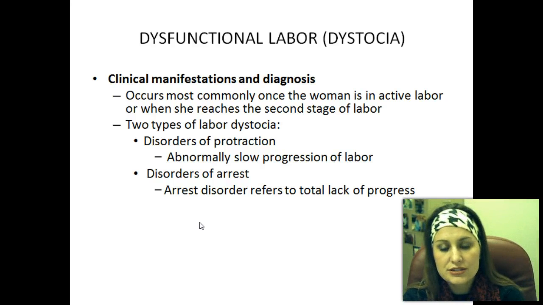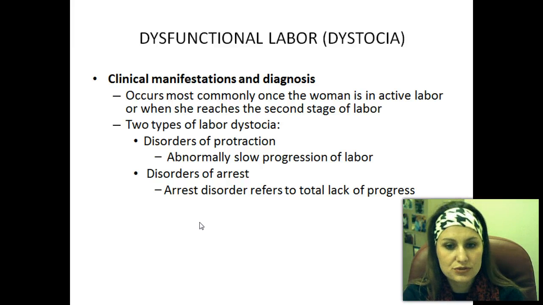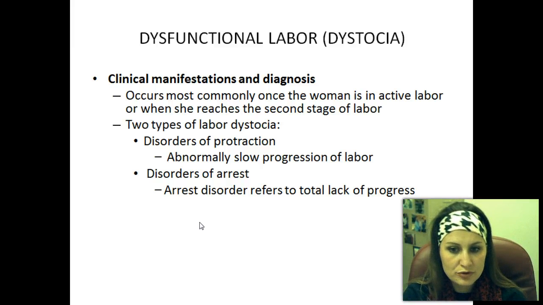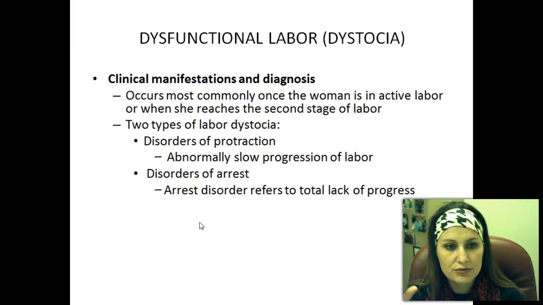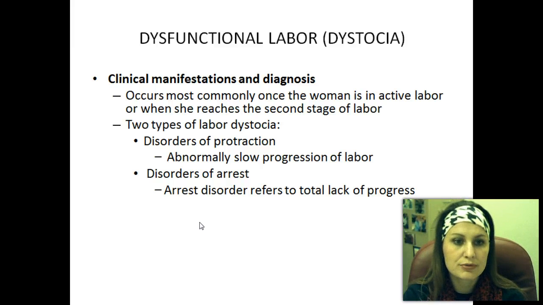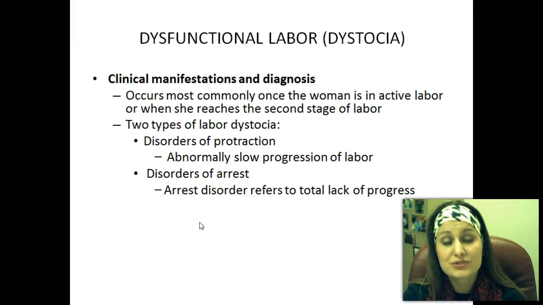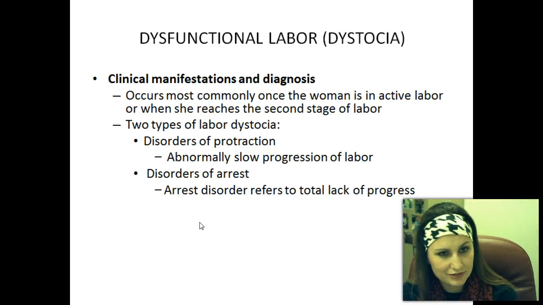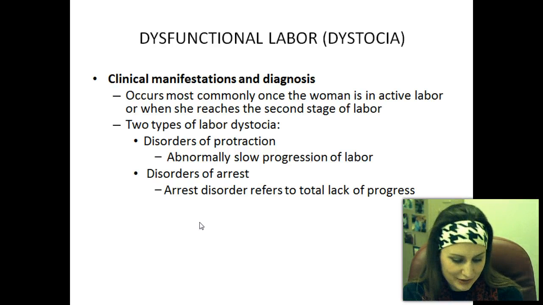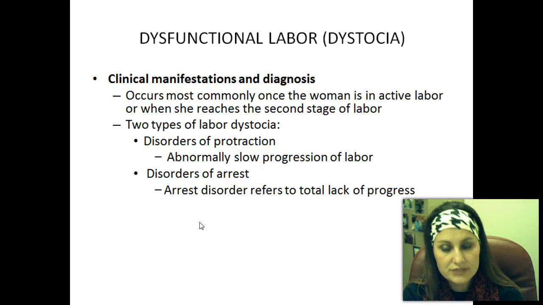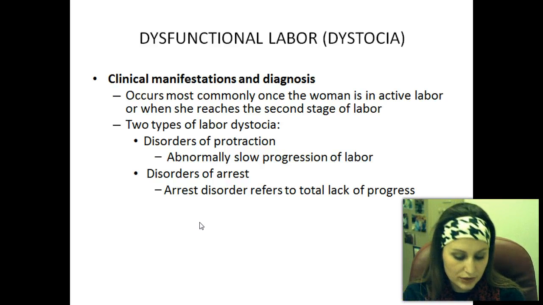She is a 10. So there are 2 types of labor dystocia: disorders of protraction, which is abnormally slow progression of the labor, or disorders of arrest. Now, to diagnose disorders of arrest, which means a total lack of progress, most doctors want that to occur for 2 hours. So no dilation, no descent for 2 hours. And conservative doctors will go all the way up to 4 hours.